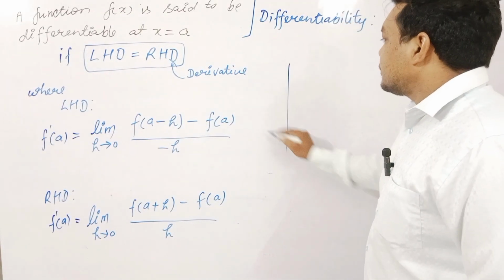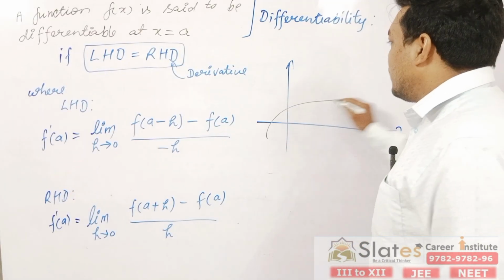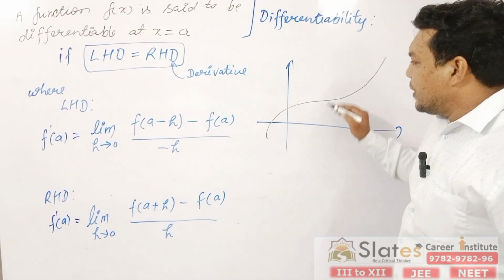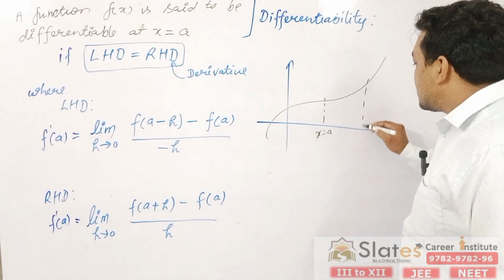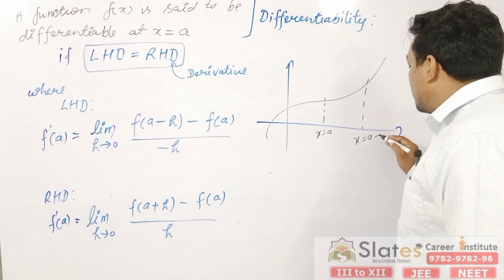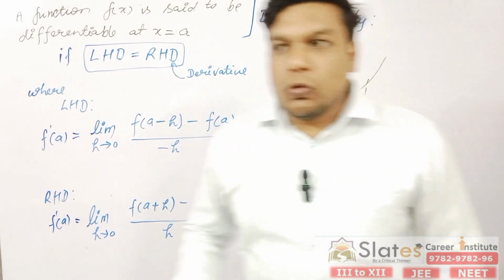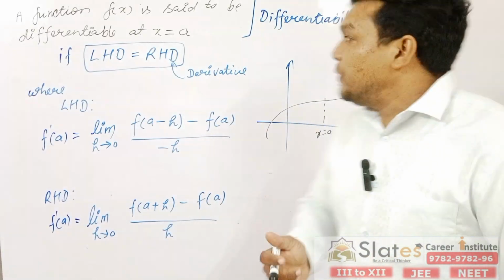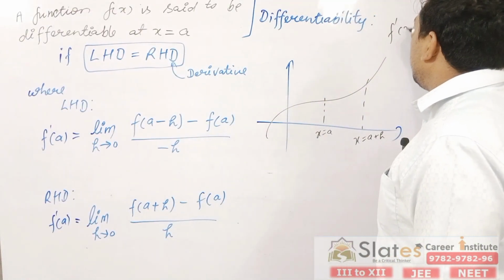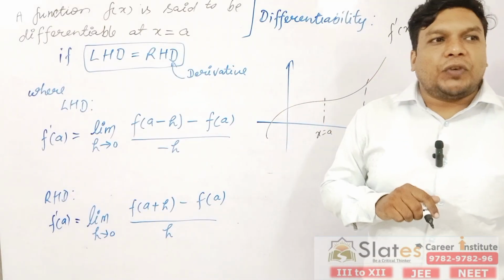Suppose we have a curve. Very important point. Say this point is x equals a and this point is x equals a plus h. Try to understand the concept behind this. What is exactly the meaning of this? Why do we say that this is the slope of the tangent? We use the word very frequently. f dash x represents the slope of the tangent. Why?